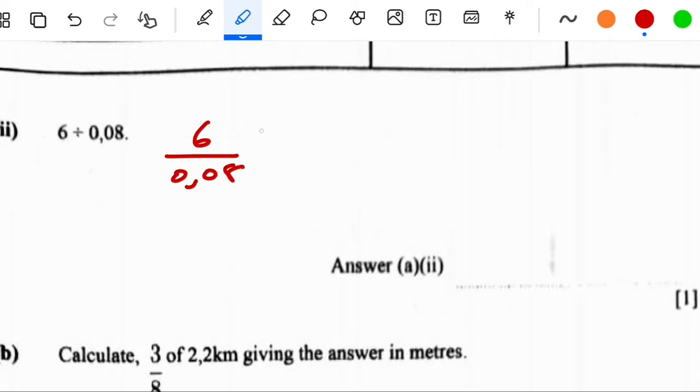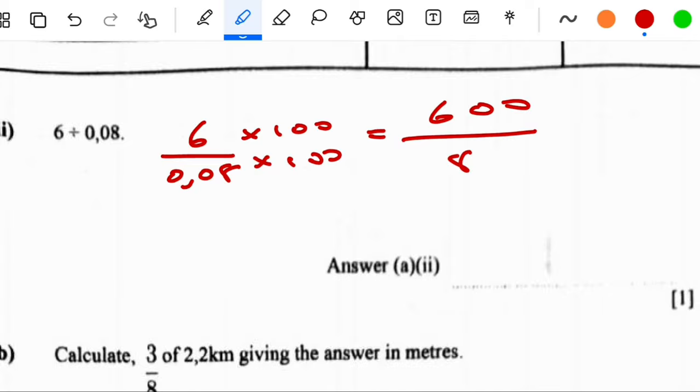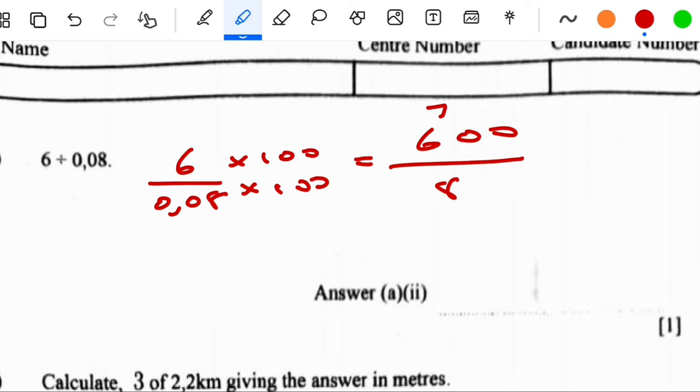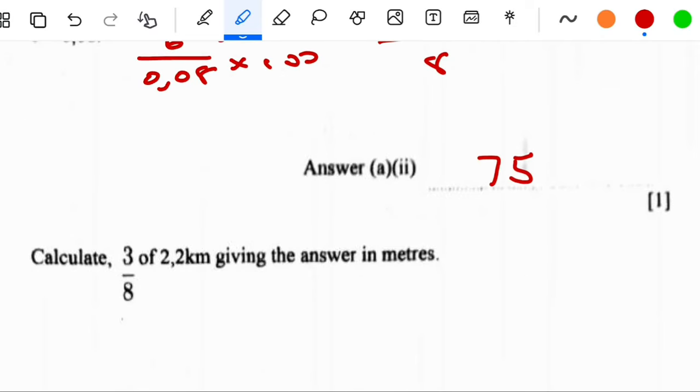Then here I've got the 6 divided by 0.08. So I need to multiply by 100. It's going to be 600 over 8. Then 8 into 60 is going to give me 7, remainder 4. Then 8 into 4 is going to be 5. So my answer here is going to be 75.